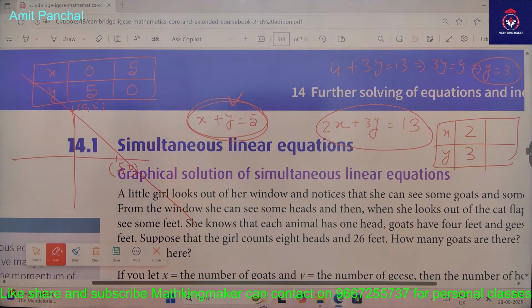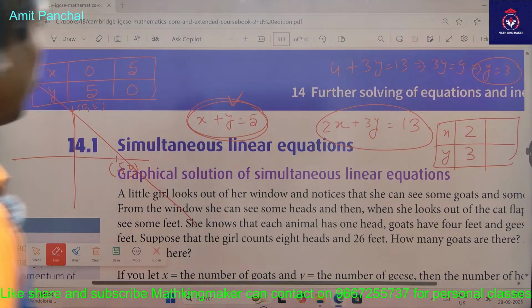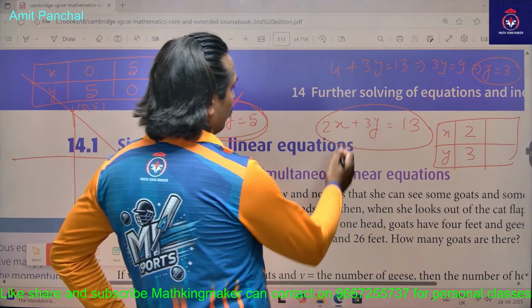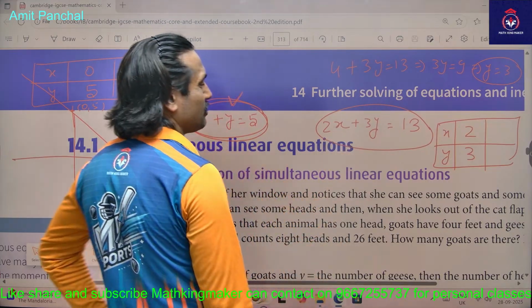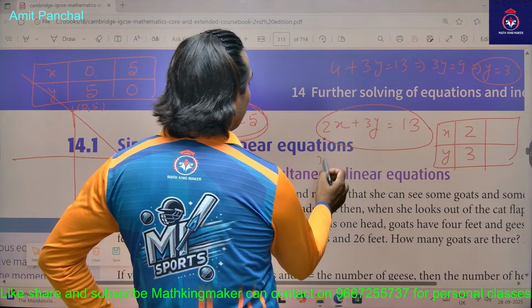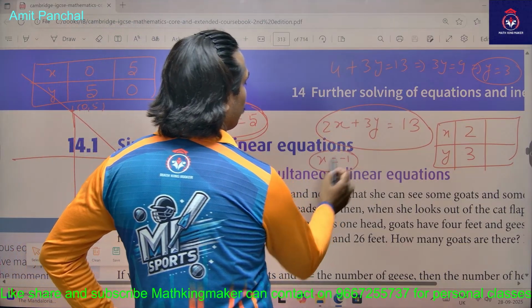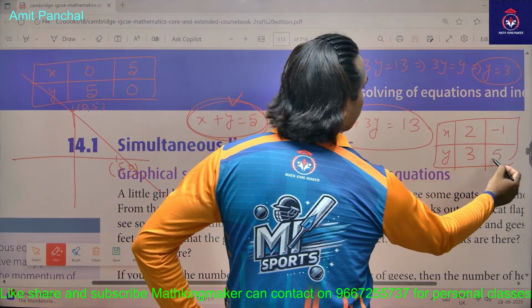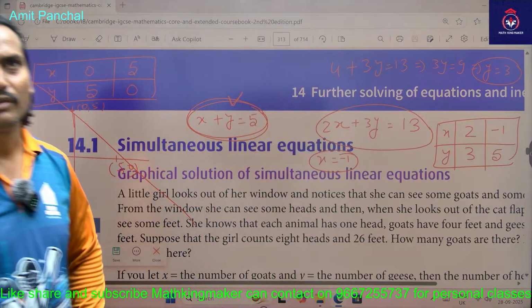Don't take it in decimal. I know. There are so many other ways. So if you're putting x as minus 2, minus 1. If you take x as minus 1, then what happens? Oh, y can be 5. y will be 5. That's simple. Yeah, that makes a lot of sense.